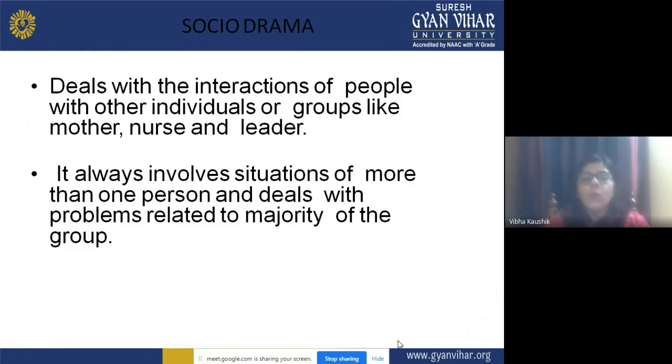Social drama always involves situations with more than one person and deals with problems related to the majority of the group. Those situations deal with problems related to the majority of the people, meaning most of the people have those problems, or the majority are related to that problem.